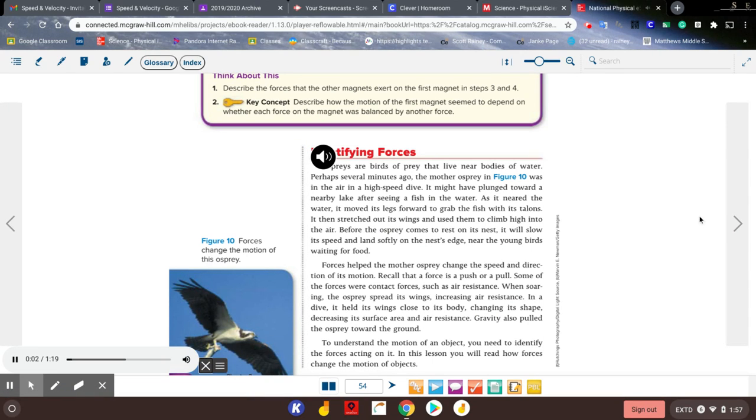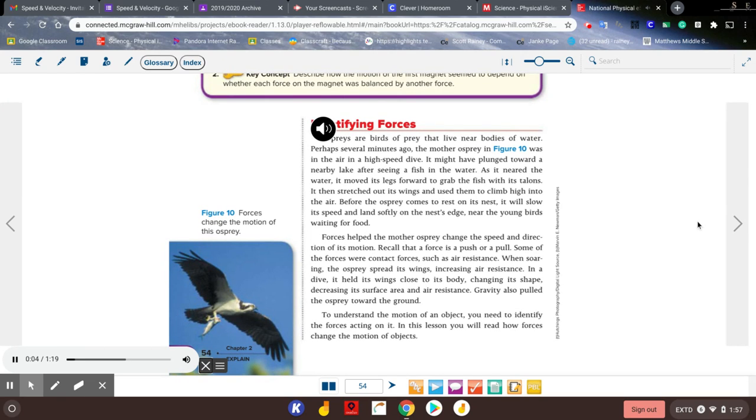Identifying forces. Ospreys are birds of prey that live near bodies of water. Perhaps several minutes ago, the mother osprey in Figure 10 was in the air in a high-speed dive. It might have plunged toward a nearby lake after sighting a fish in the water. As it neared the water, it moved its legs forward to grab the fish with its talons. It then stretched out its wings and used them to climb high into the air. Before the osprey comes to rest on its nest, it will slow its speed and land softly on the nest's edge, near the young birds waiting for food.